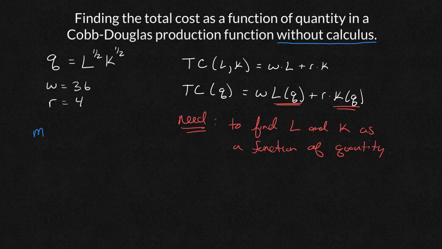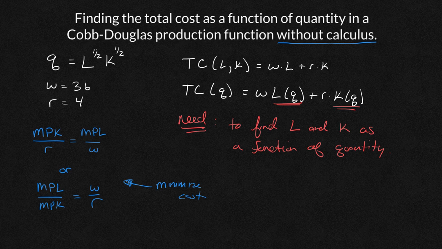So remember, we need to have my MPK over R equal to MPL over W. Or what a lot of times you'll see is MPL over MPK equal to W over R. This right here is the ratio that we're going to need in order to minimize the cost.